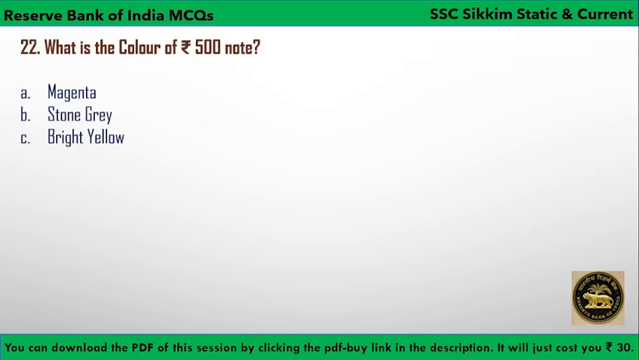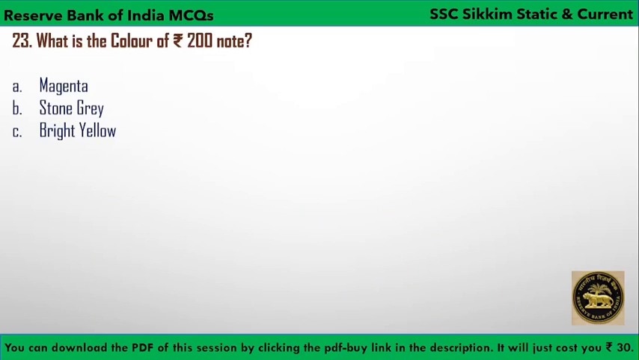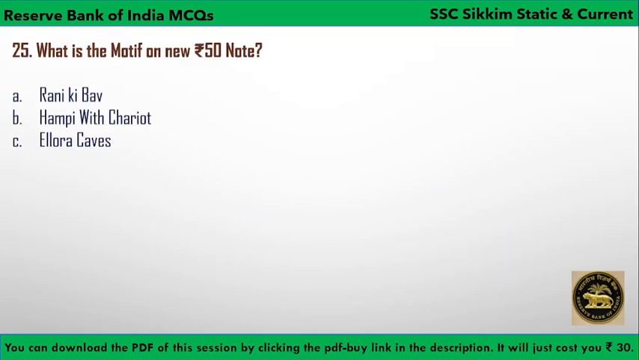Another, what is the color of 500 note? The color of 500 rupees note is stone gray, not only gray but stone gray, and the motif present is Red Fort, and here is the size given. And next question is, what is the color of 200 rupees note? The color of 200 rupees note is bright yellow, and the motif on the back of the note is the picture of Sanchi Stupa. Size is given.